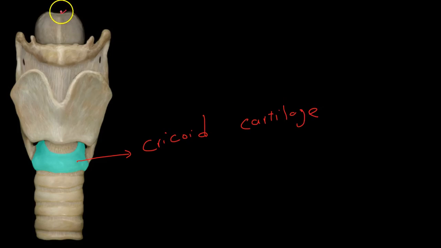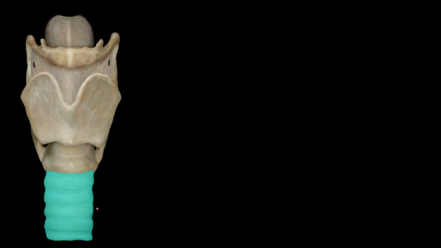So here also you have the epiglottis. You can see a part of the anterior view of the epiglottis, and then we talked about the hyoid bone, the thyroid cartilage, and now we have the cricoid cartilage. And then if you continue from the cricoid cartilage here, you can find the trachea. So here we have the trachea, and these are the tracheal cartilages.